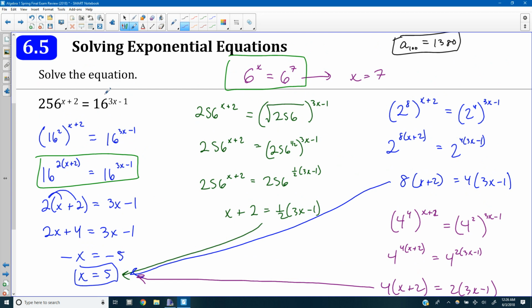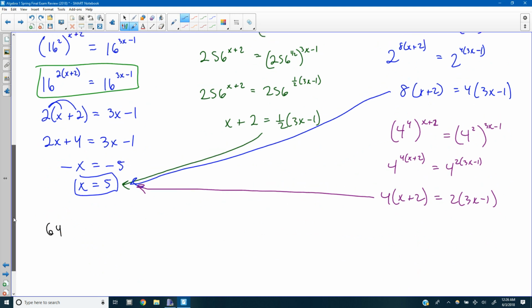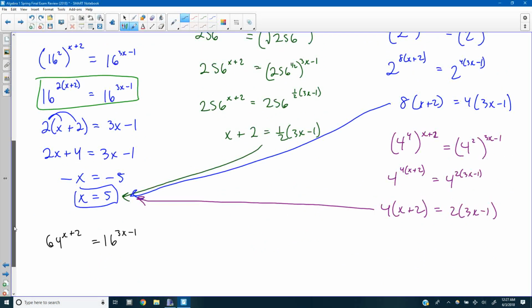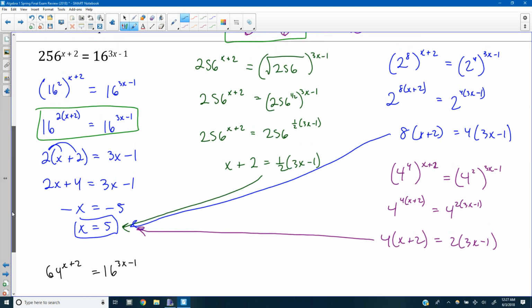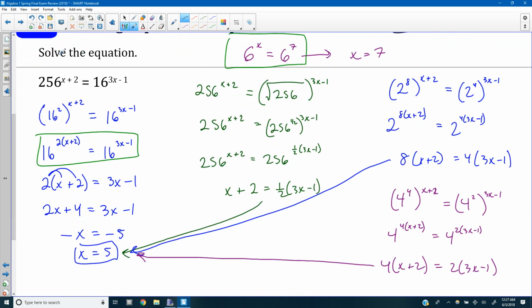Sometimes it's really useful and important, like what if this number isn't one of these numbers squared or cubed? What if it said 64 over here to the x plus 2, and over here 16 to the 3x minus 1? 16 to the 4th power isn't 64. You would have to change both of these bases to make this work. Do something in your favor. I know this is 4 cubed and 4 squared, or 2 to the 6th and 2 to the 4th. So there are ways to go about that with changing bases. It works out really nicely, but make sure that the bases become the same thing. That's the important key to this problem. Okay, awesome.